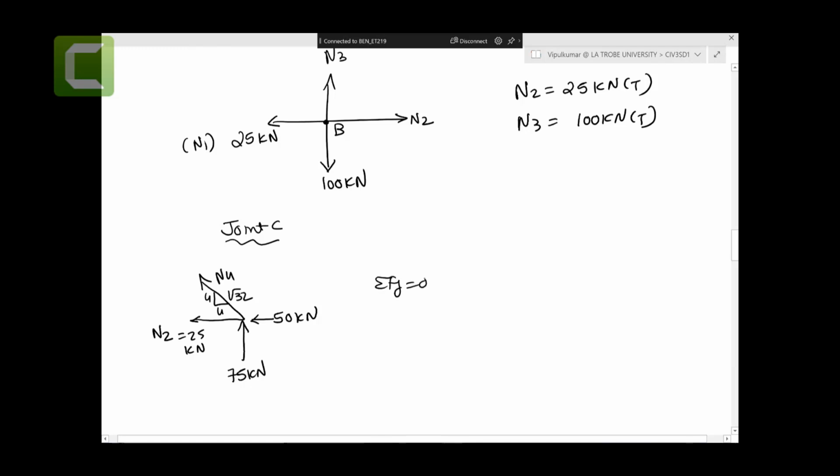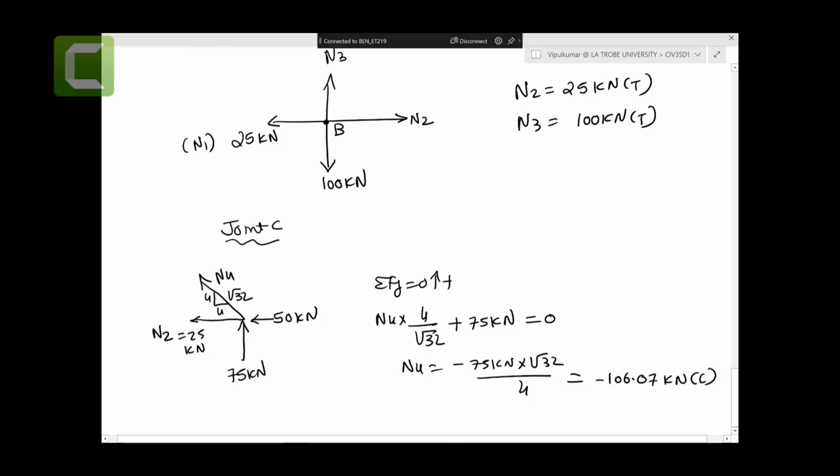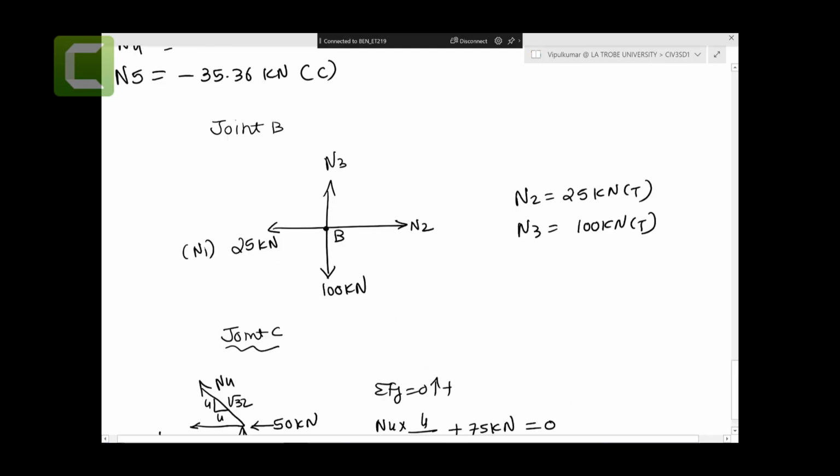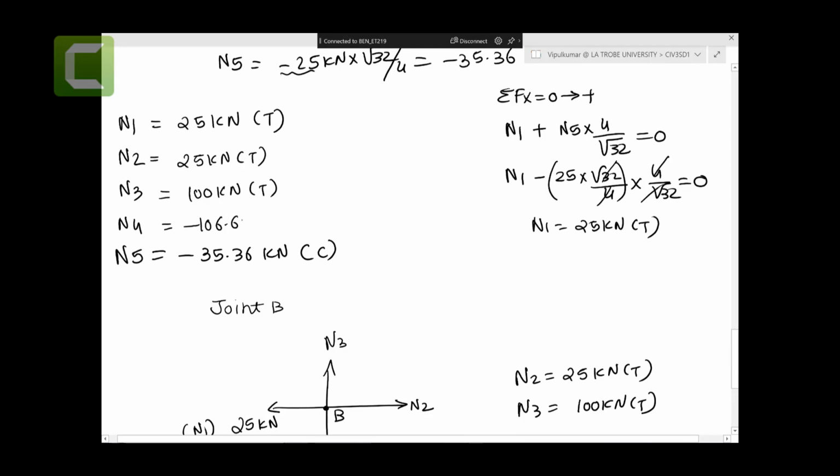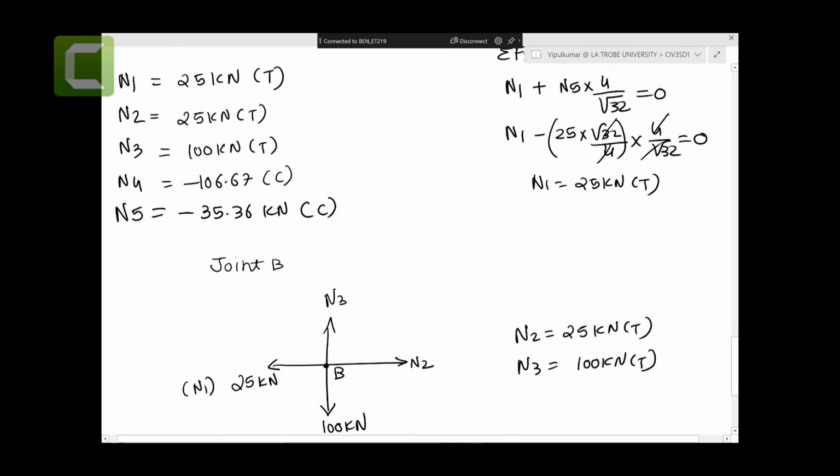Let's say sum of the forces in the y direction, upward is positive. N4 times 4 on square root 32 plus 75 kilonewtons equal to 0. So N4 equal to minus 75 kilonewton times square root 32 on 4. You got minus 106.07 kilonewton compression. N4 is minus 106.07, compression. Right?